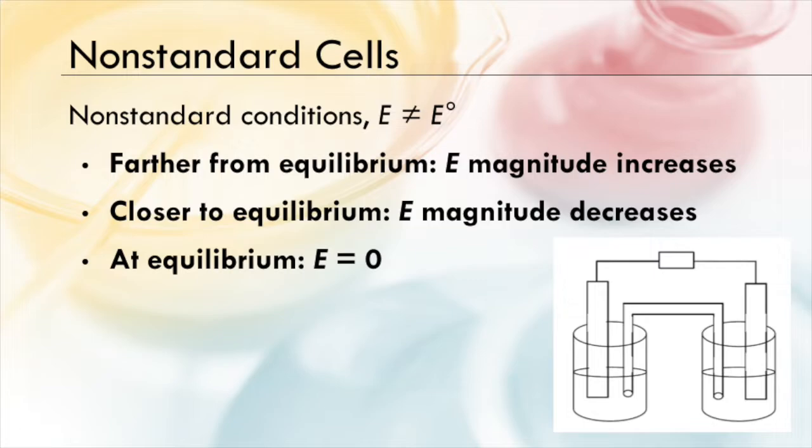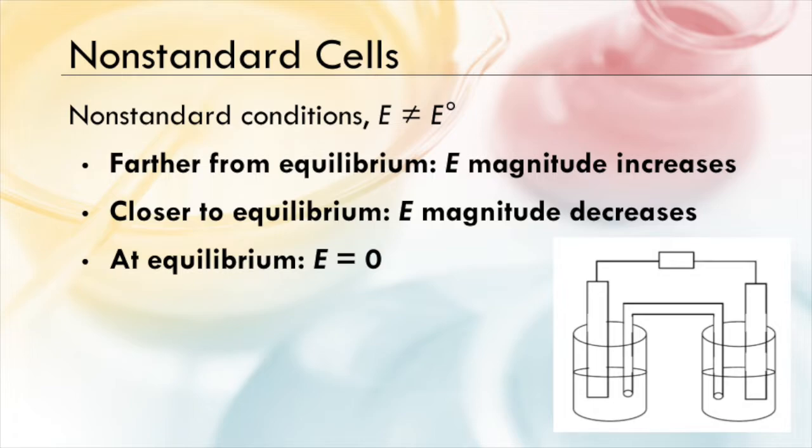If the non-standard cell is farther from equilibrium, so if the non-standard Q is farther away from K than a Q of 1 is from K, then the magnitude of E increases. It gets more positive or more negative, therefore farther away from 0. If the non-standard cell is closer to equilibrium, so if the non-standard Q is closer to K than a Q of 1 is from K, then the magnitude of E decreases. It gets less positive or less negative, therefore closer to 0.